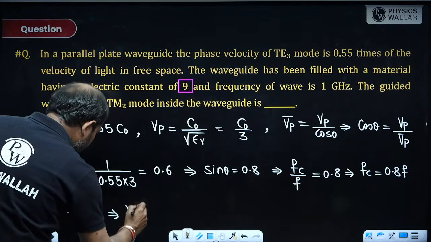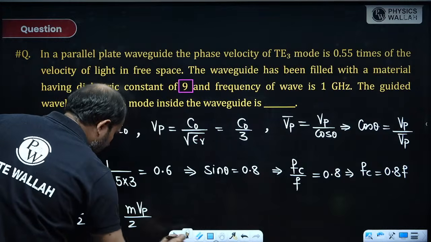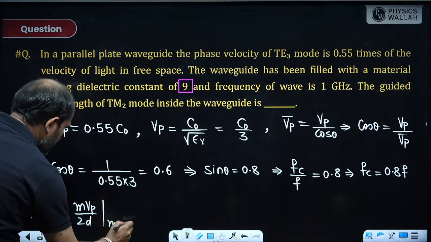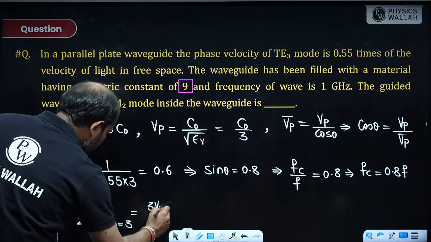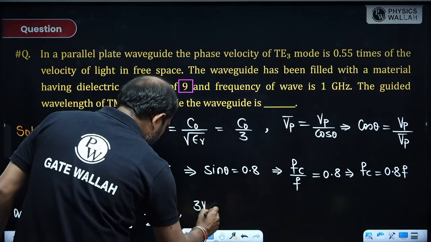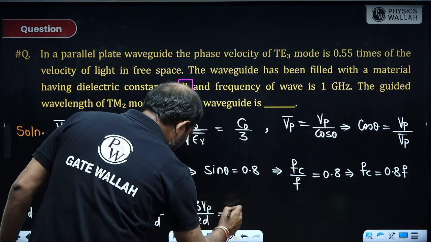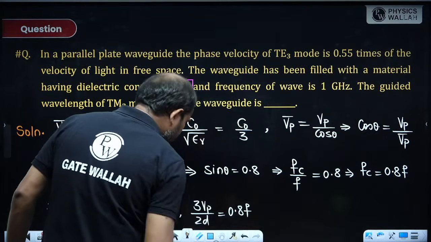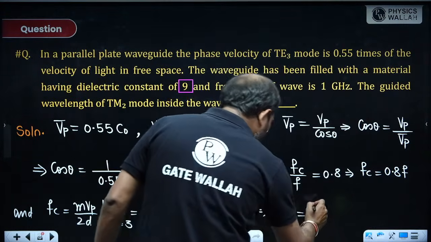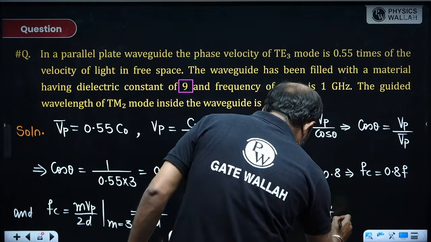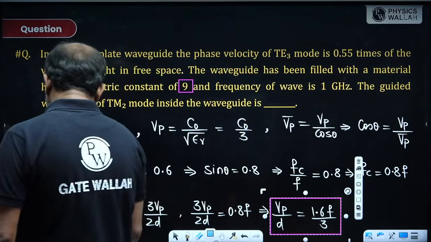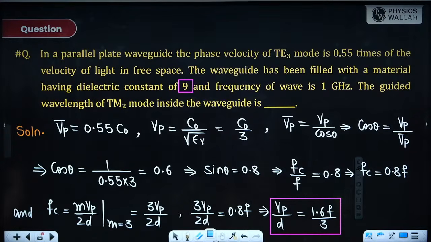So MVp by 2D is equal to... M is how much? Here M is equal to 3. So 3Vp by 2D is equal to 0.8F. So Vp by D is equal to 1.6F by 3. Then Vp by D we have calculated.